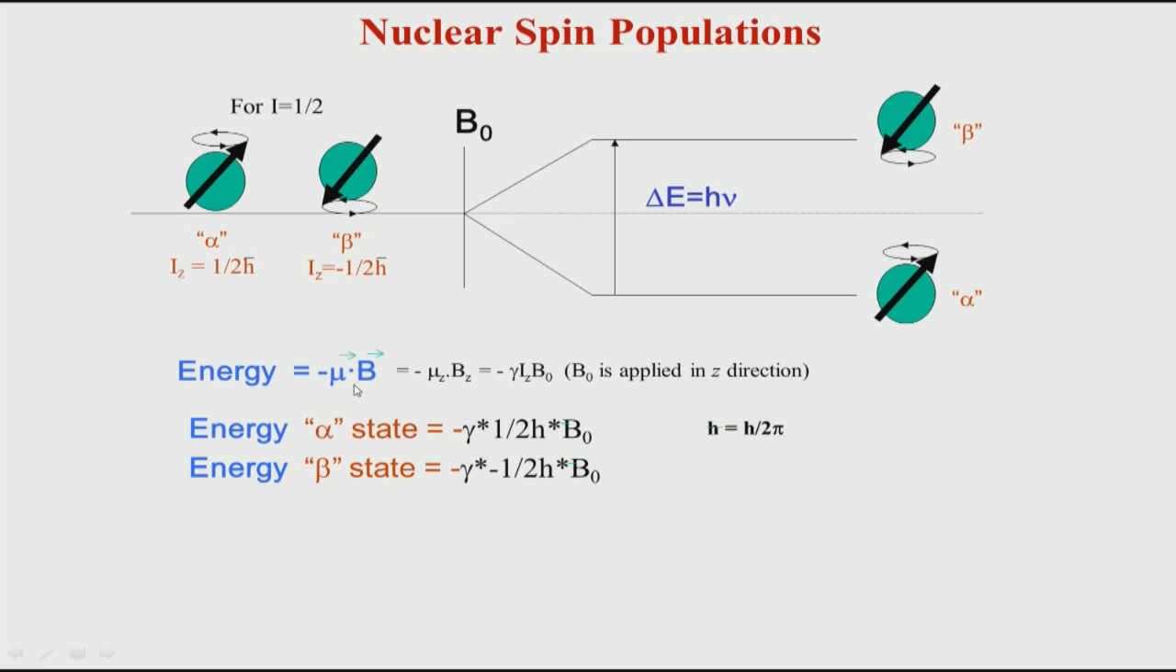Whenever you have a spin which has a charge, a nucleus remember has a spin and a charge, so it has a magnetic dipole moment, and that is mu, and that interacts with the magnetic field B. Both of these are vectors. So, we take a dot product, and if you consider that B0 is applied in the z direction, this is the energy value we get.